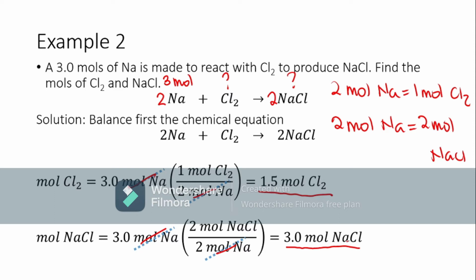So, that's it. That's how you compute for the stoichiometry for mole-to-mole relation, mole-to-mole stoichiometry. So, it's very important to have a balanced chemical reaction in order for you to set up the mole ratio na kailangan sa problem. Okay?